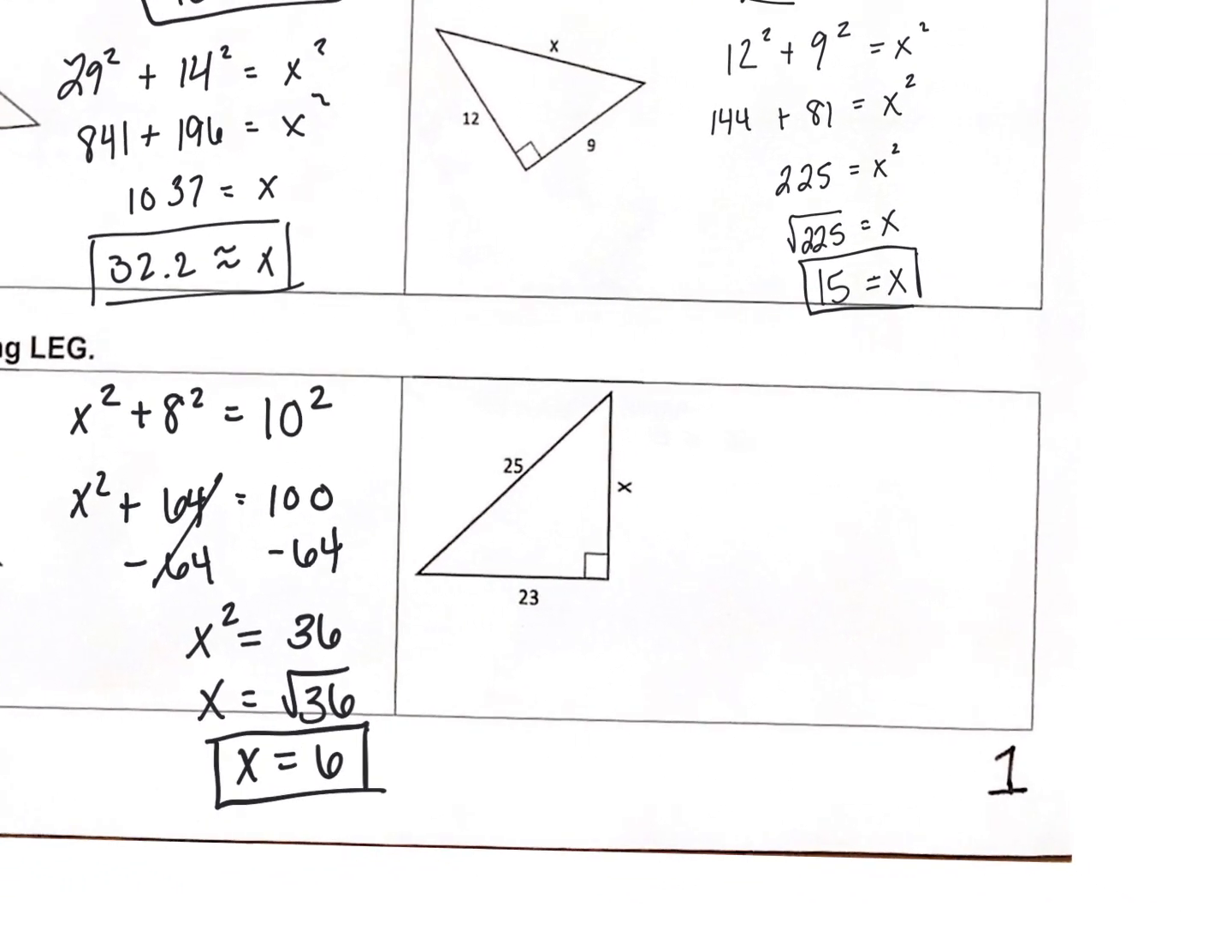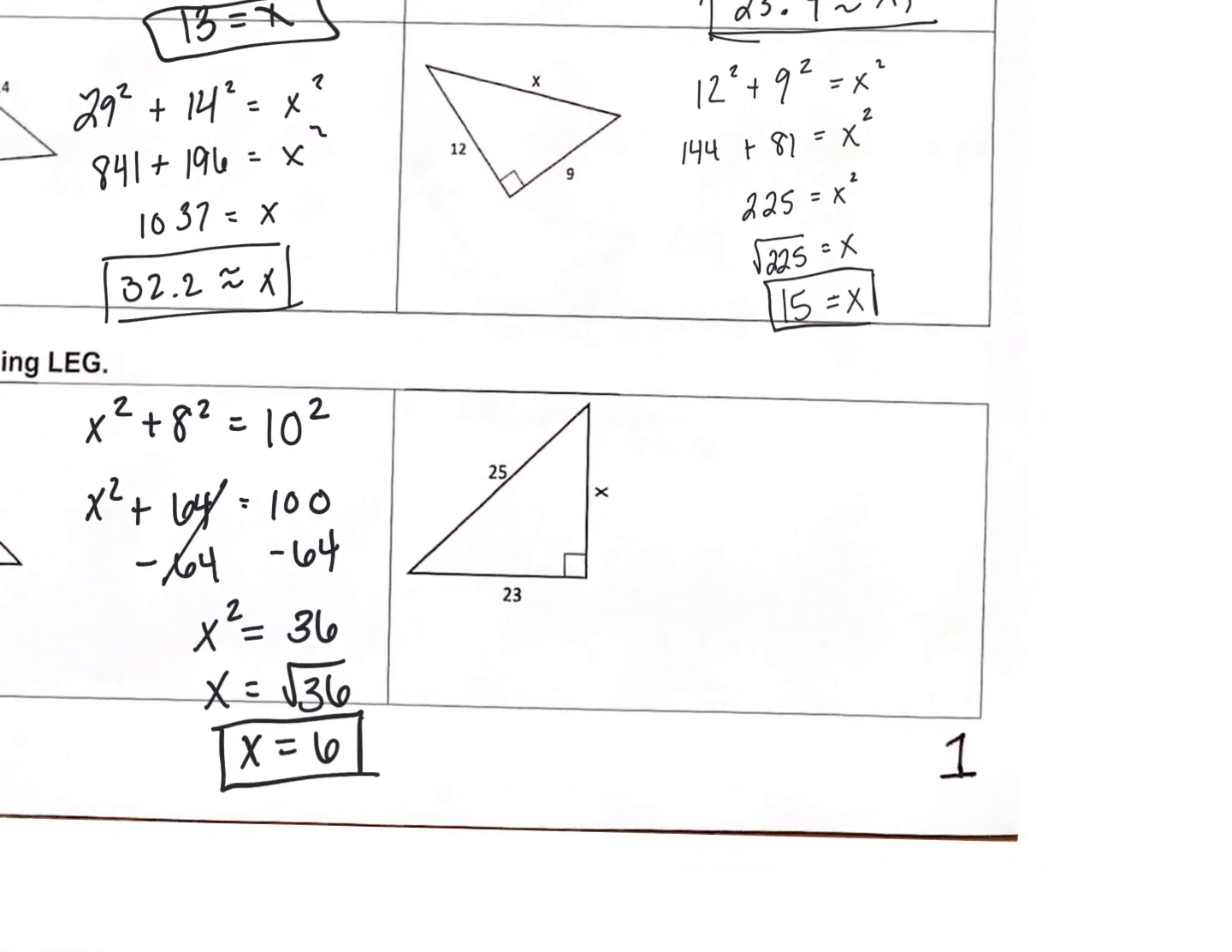Now we're going to do that again over here. And if you need it, I can still show it on the screen. We're going to say, again, we have a leg here, hypotenuse here. So we're going to have x squared plus 23 squared equals 25 squared. So then you can say x squared plus 529 equals 625. So now you have x squared, and we're going to subtract that 529.